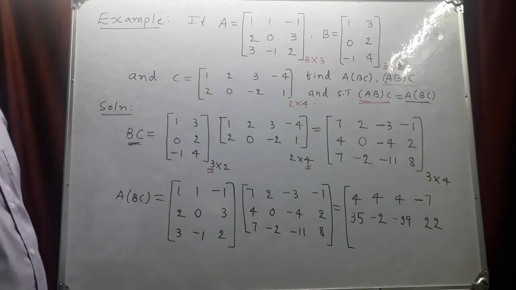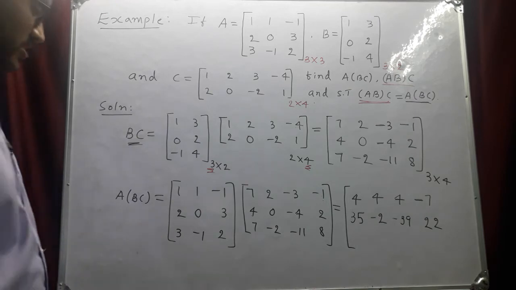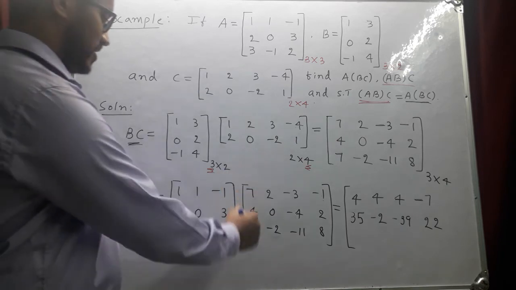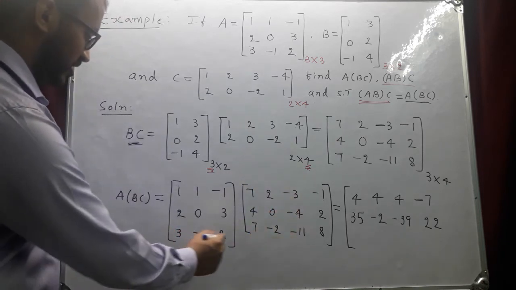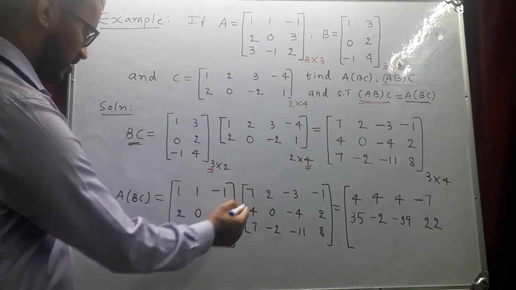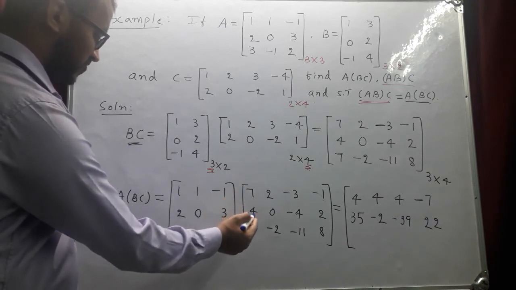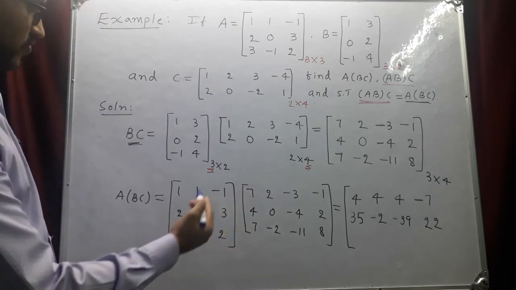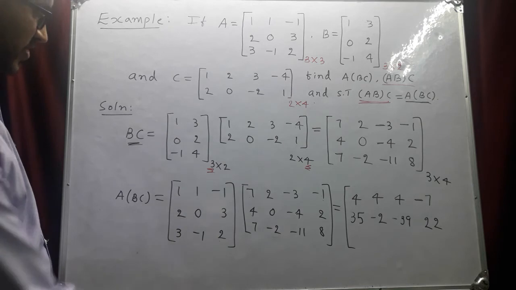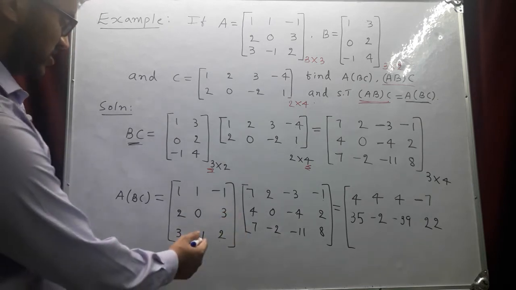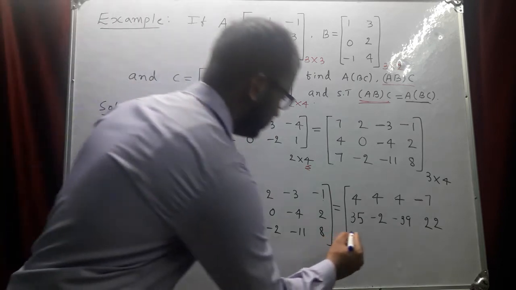Similarly, we can obtain the third row elements of the product by considering the third row with different columns. So third row, first column, what will we get? 21 minus 4 plus 14. So 21 plus 14, 35, 35 minus 4, that is 31.